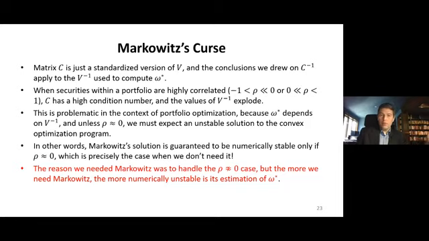The reason we need Markowitz is the same reason that will cause Markowitz to fail. So that's what I call Markowitz's curse. Unless we address signal-induced instability, the very reason we need Markowitz will be the same reason that Markowitz will be defeated.